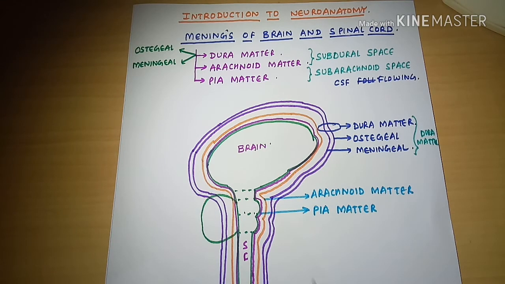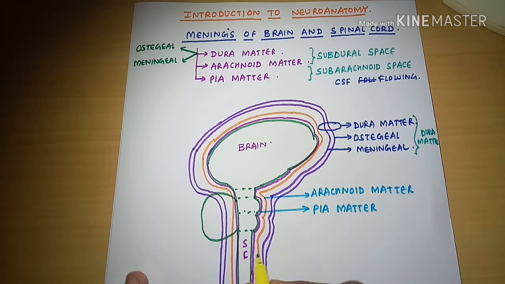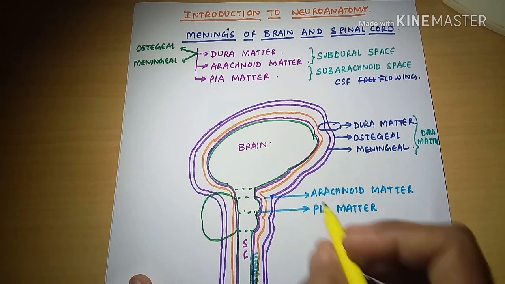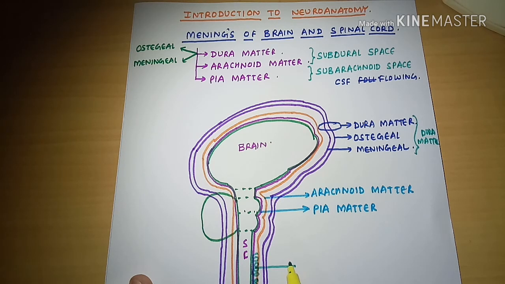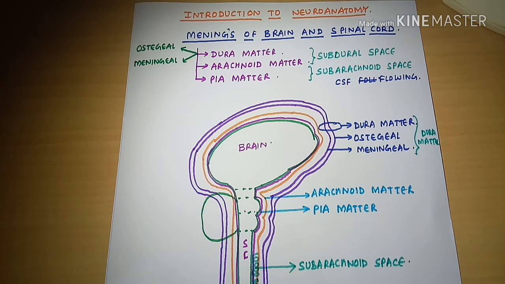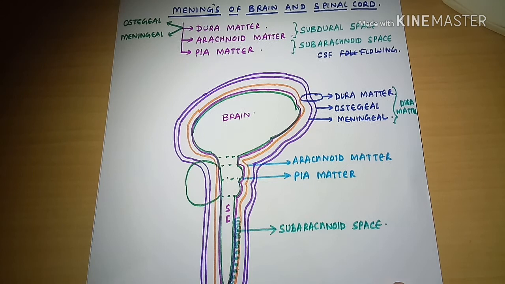And now the space which is present between the pia mater and the arachnoid is the subarachnoid space. This is a potential space where the cerebrospinal fluid is flowing. The subarachnoid space is formed between the pia mater and the arachnoid, where the cerebrospinal fluid is flowing.